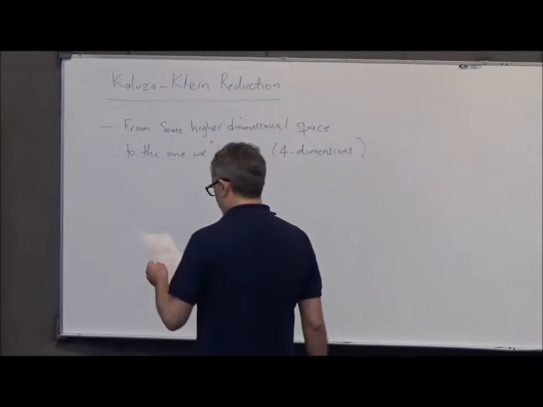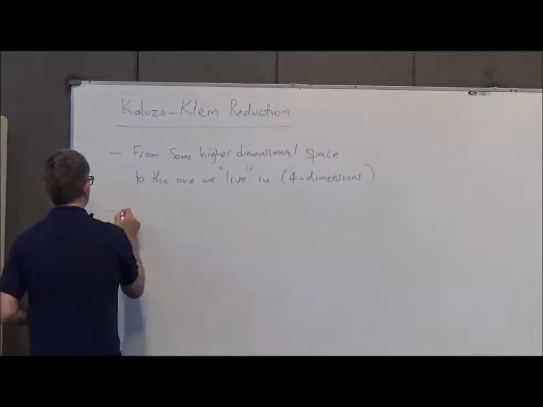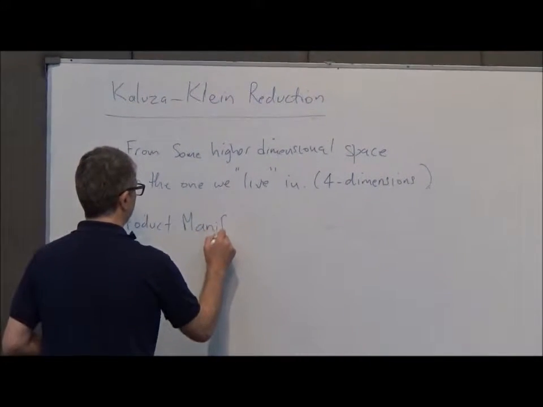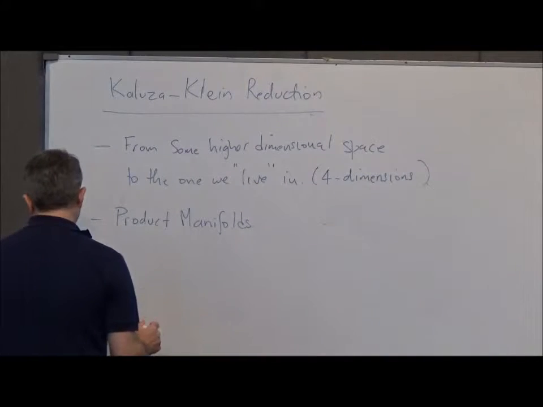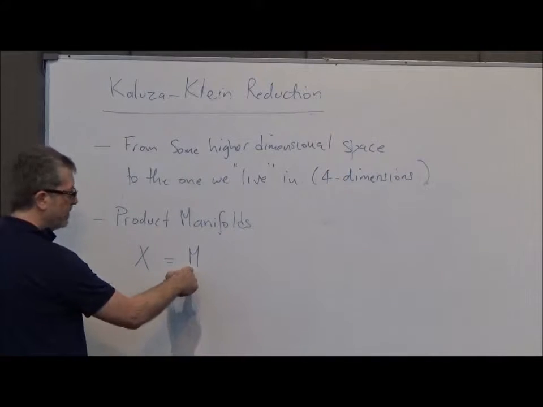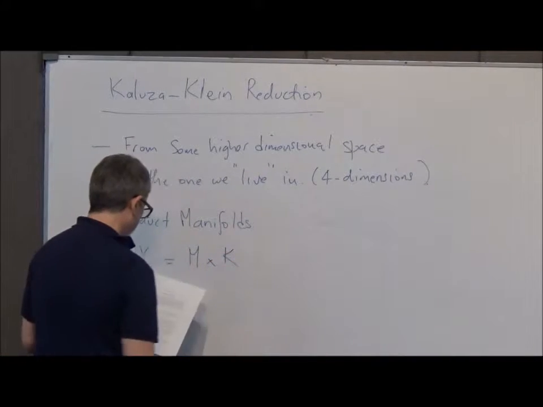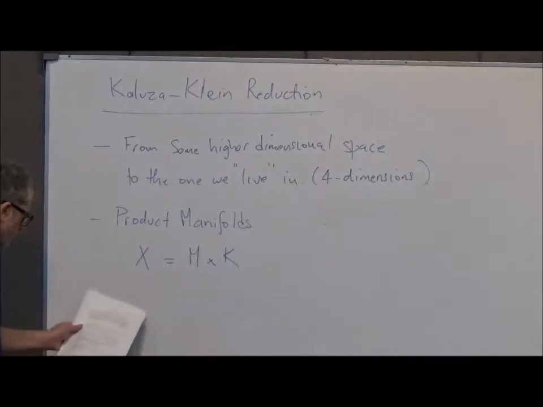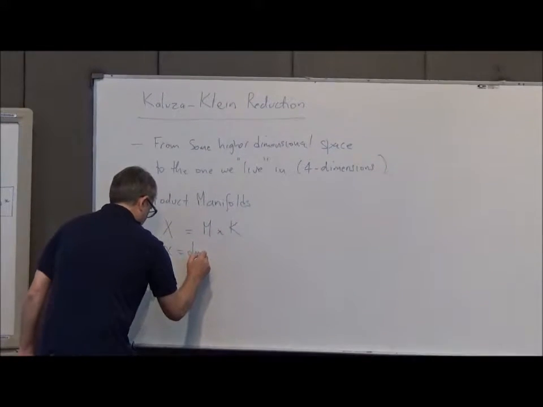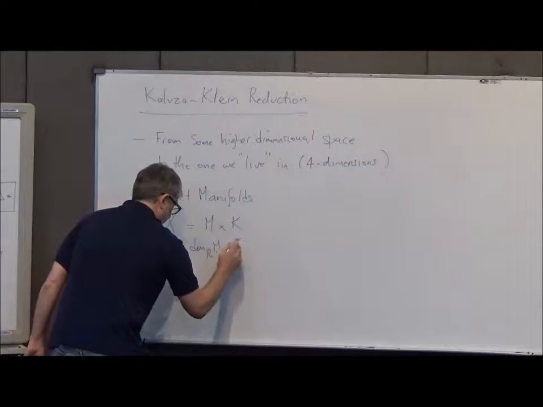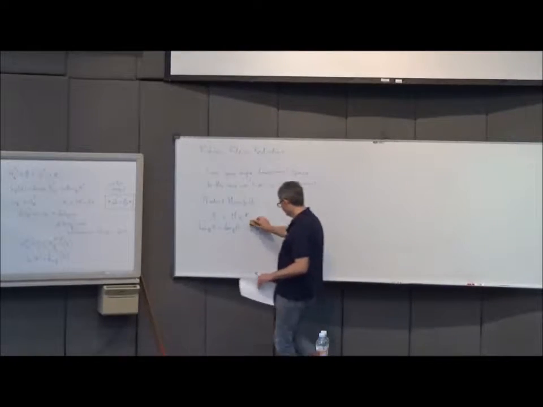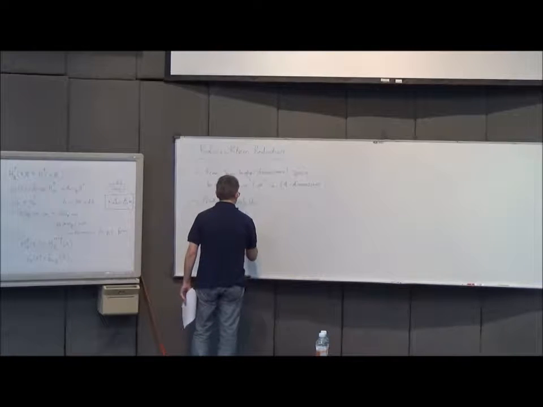So I'm going to start off with product manifolds. And take the attitude that my space is actually the one that I'm interested in living in, M, times something else, K. And this is true: the real dimension of X is actually equal to the real dimension of M plus the real dimension of K.